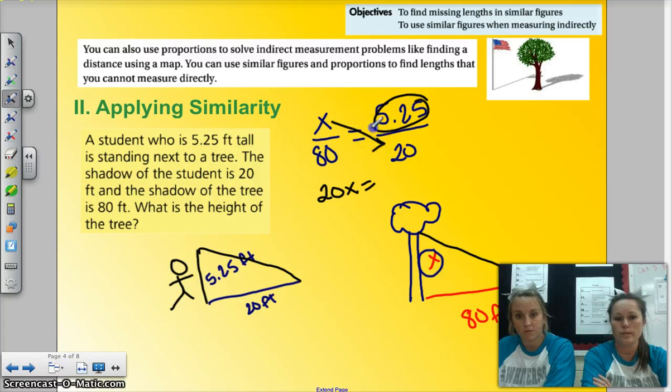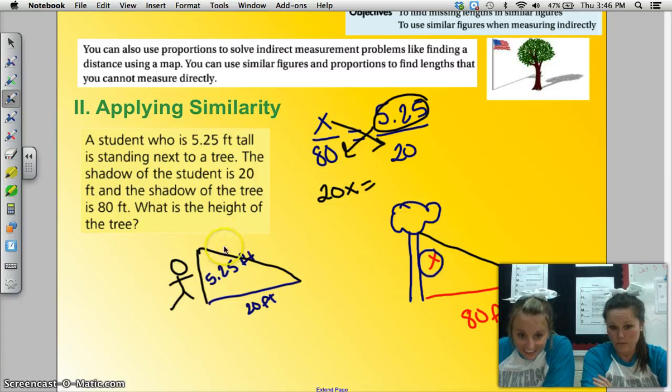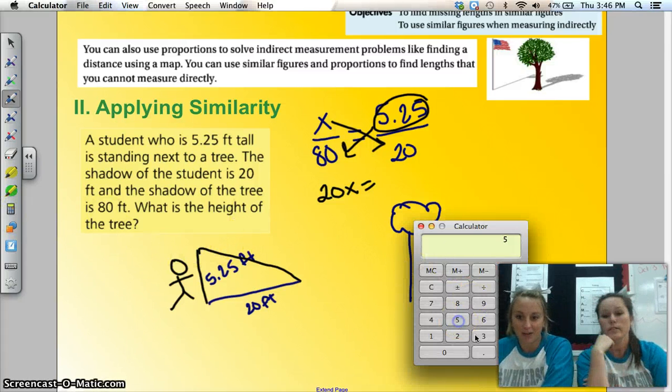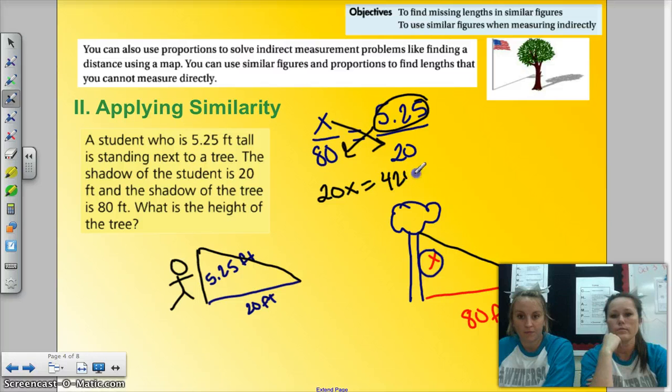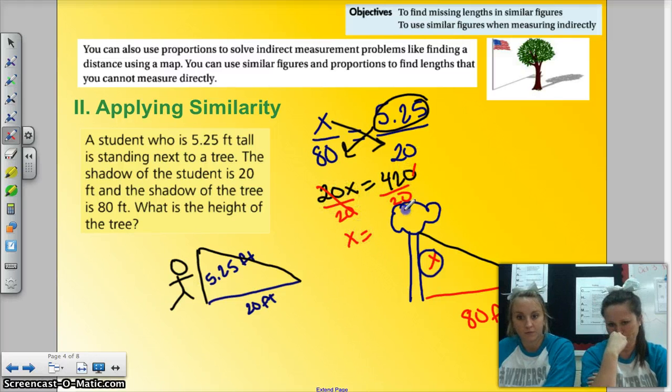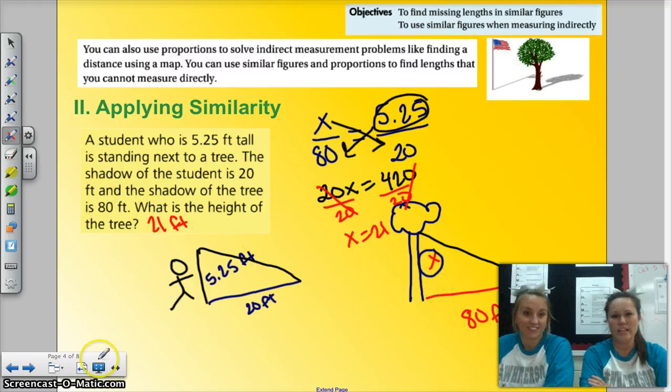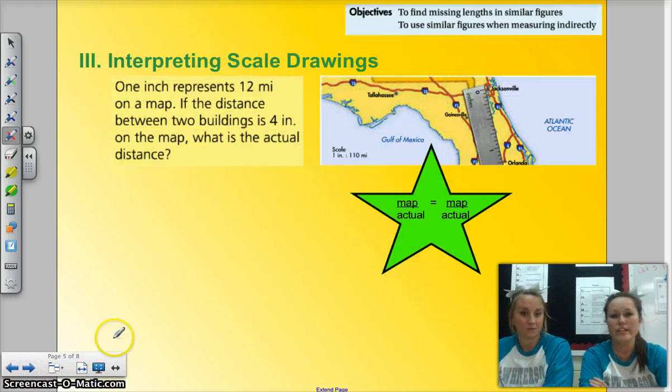And 5.25 times 80 is 420. Divide by the coefficient, the guy in front of the letter. X equals 42 cut in half, 21. 21 what? Feet. Awesome. Done. The end. Aren't you glad you know how tall the tree is, guys?